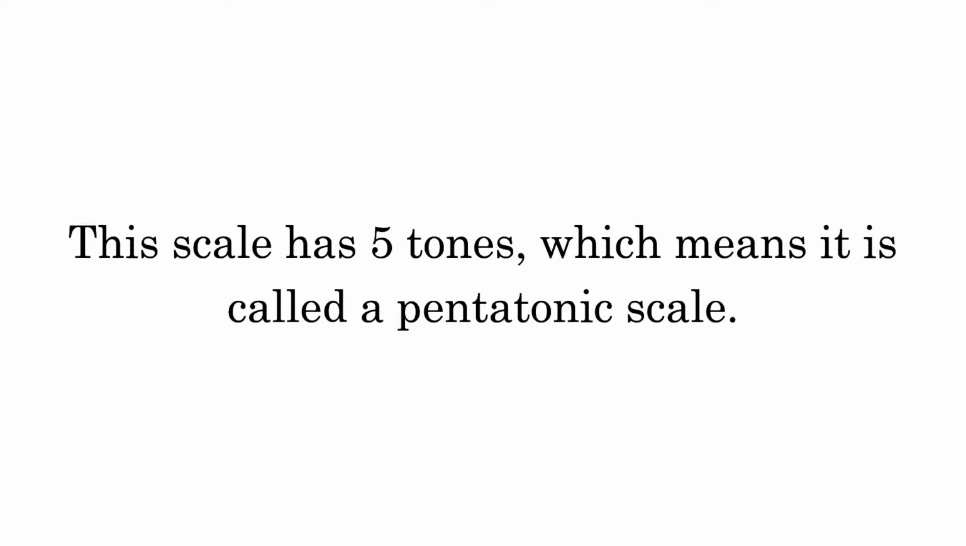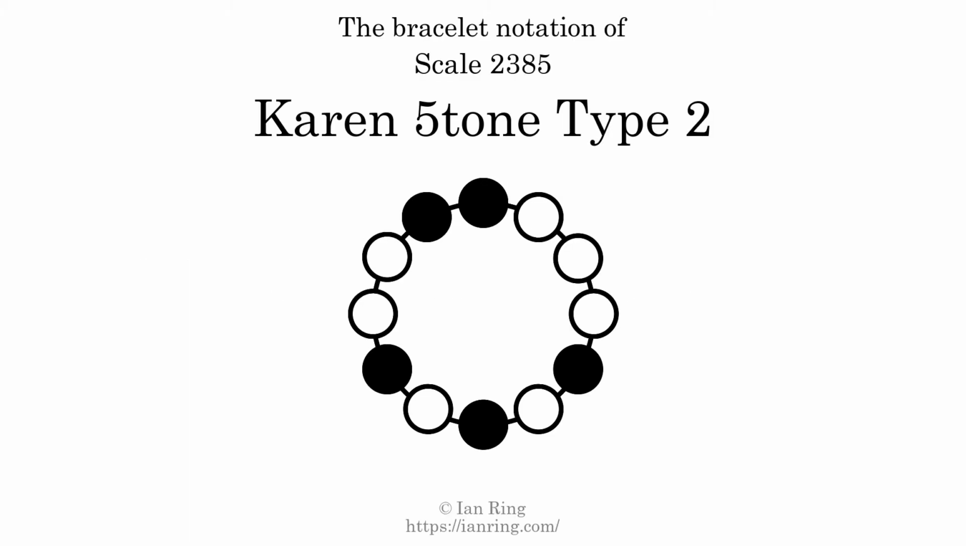This scale has 5 tones, which means it is called a pentatonic scale. This is a bracelet notation diagram of scale 2385. The shaded circles represent tones that appear in the scale, and they are read clockwise, starting at the top.